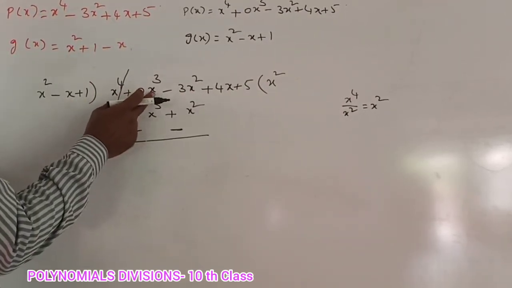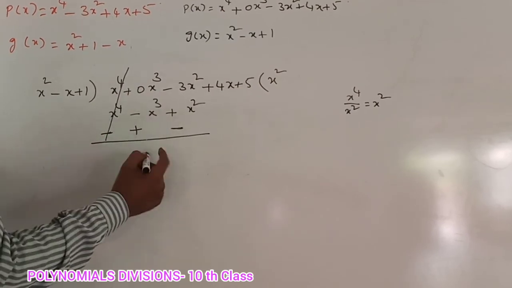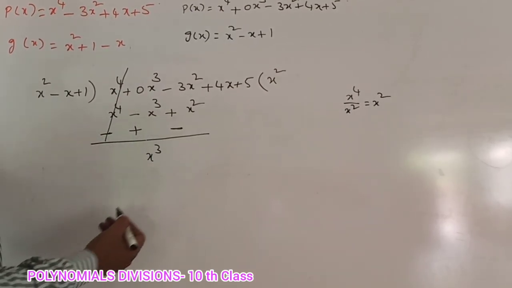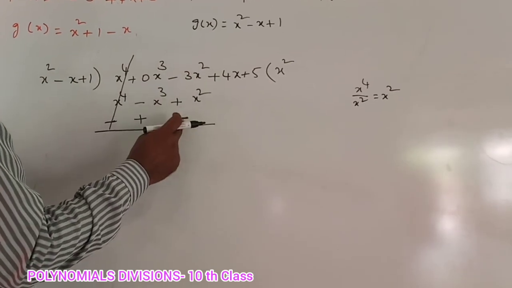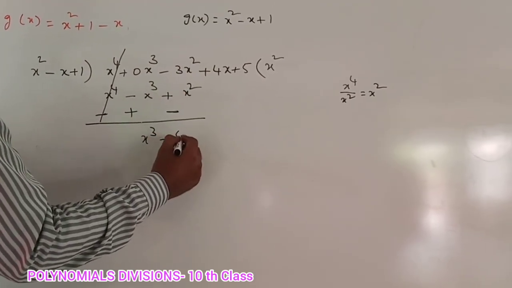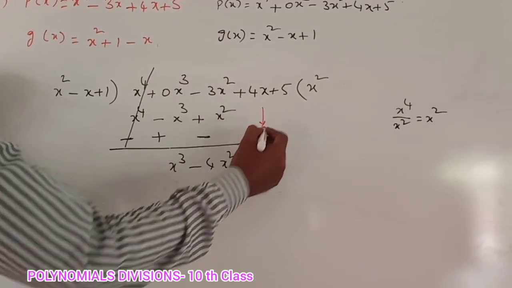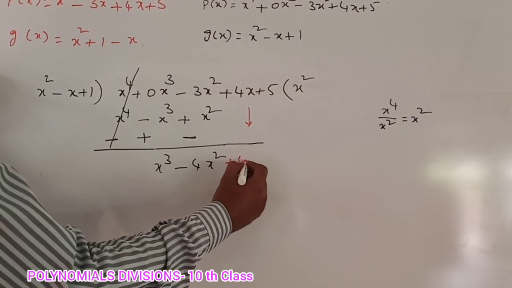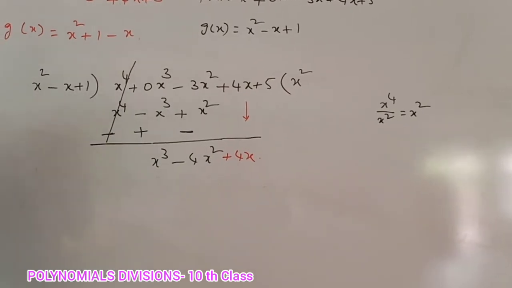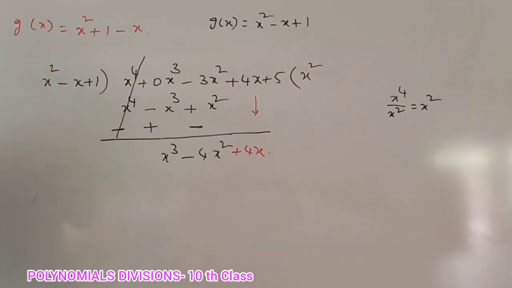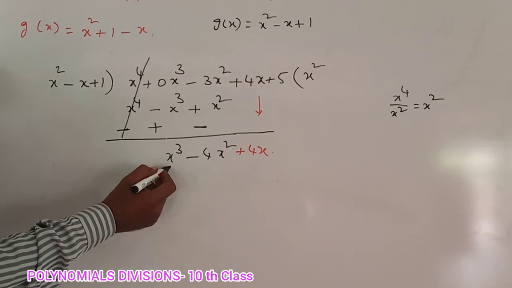0x cube means 0. 0 plus x cube means value x cube. Minus 3x square minus x square, what is that? Minus 4x square. Next write down the 4x, plus 4x.